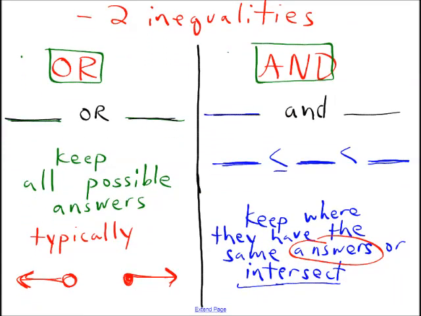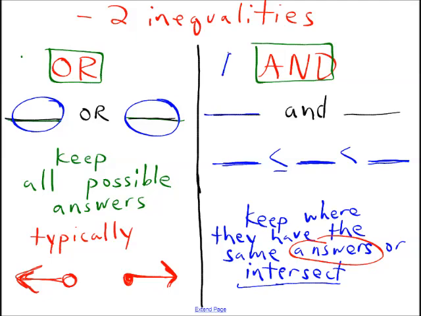But typically, when you graph or statements on a number line, they will diverge or go in opposite directions, just like this little image I have at the bottom here. But that won't always happen. Sometimes they will actually overlap. But regardless of what happens, we keep all possible answers because we're saying we'll either take these answers or these answers as the answer to the inequality.